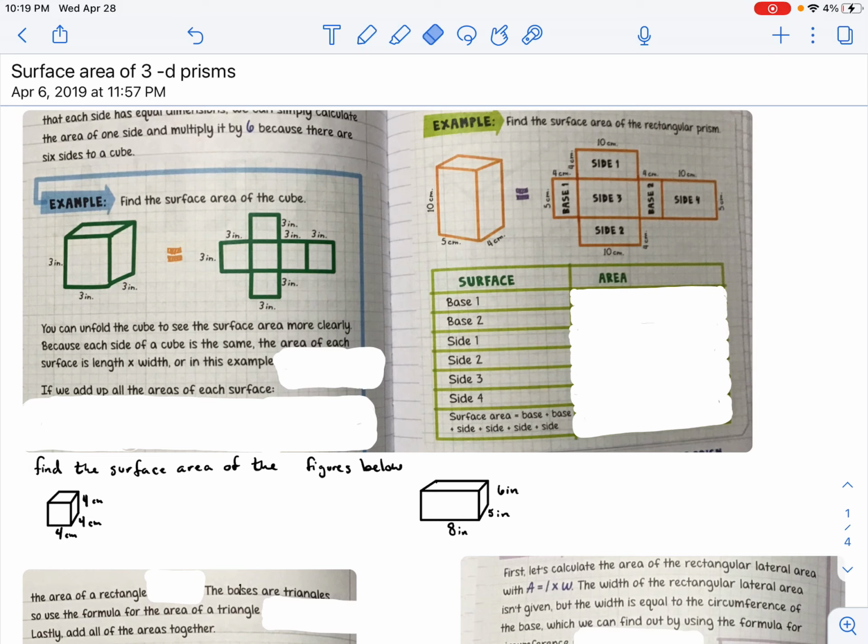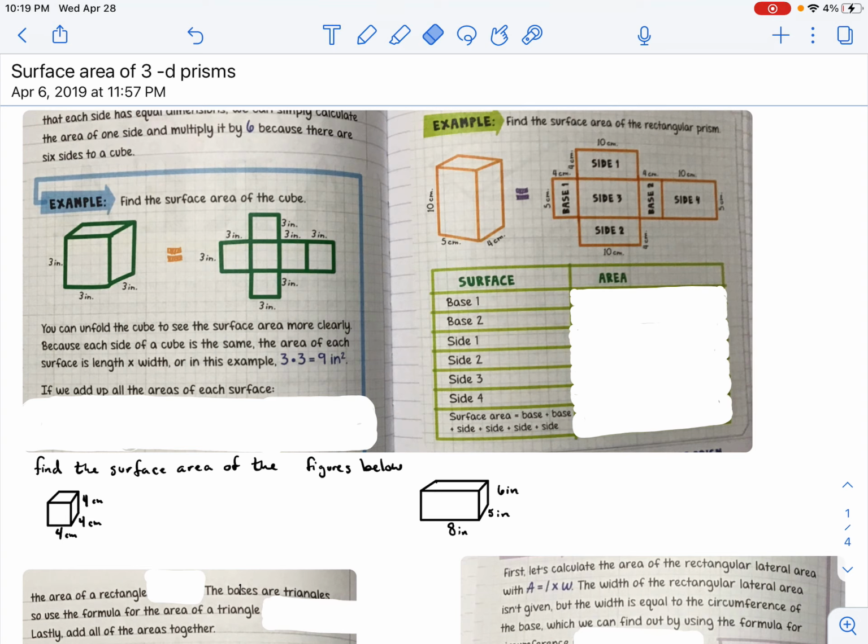Here we know that the surface area of one of those squares, a 3 by 3, is just 3 times 3, which is 9. Once we have that, now we can say, okay, we've got 9 of those squares, so we're going to have 9 inches squared 6 times. Sorry, we have 6 of those squares, not 9. 6 of those squares, each one is 9 inches squared, so we're going to multiply that by 6.